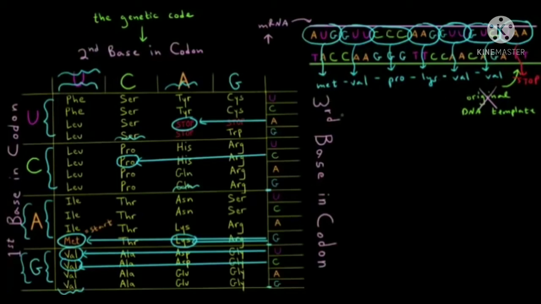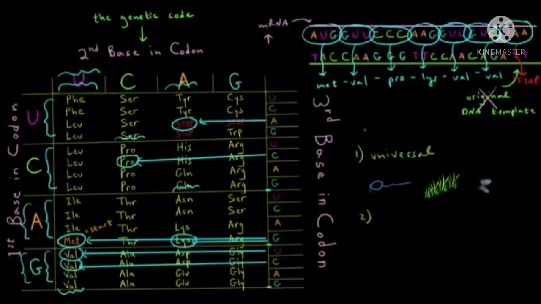And there are a couple of important things that you should keep in mind about the genetic code. The first is that it's universal. And what I mean by that is that all organisms, all the way from bacteria to plants to animals, all use the same genetic code to code for their amino acids and polypeptide chains.